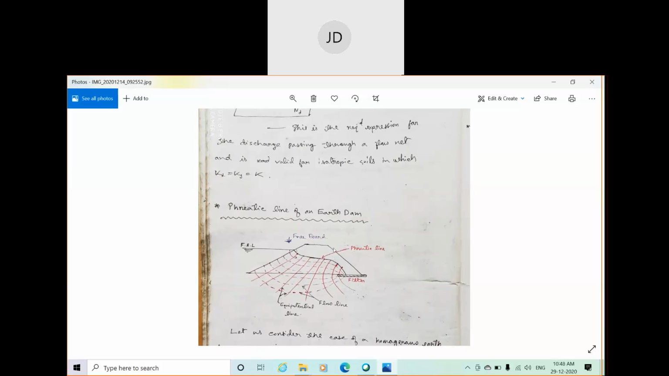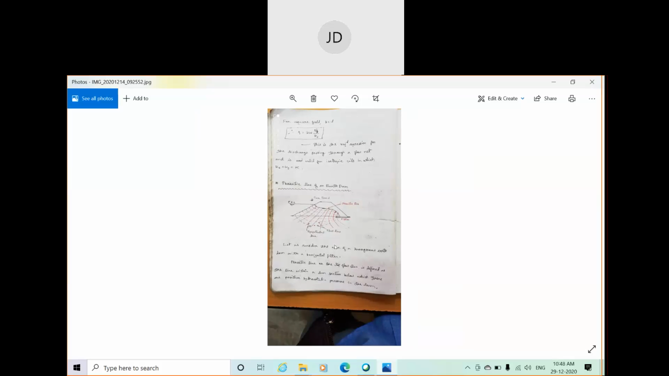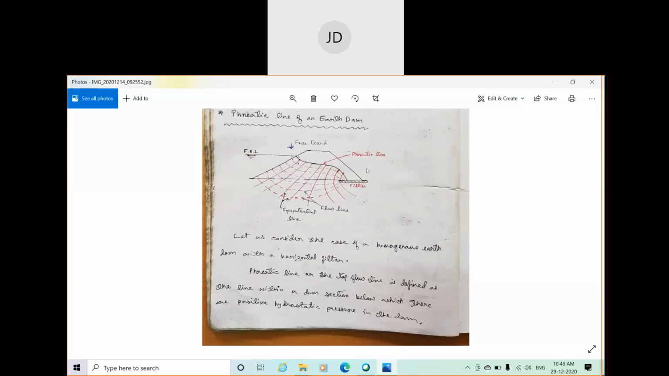Next class we will solve one problem relating to the seepage of water. Okay, so understood? This is all about today's class. Is it clear?